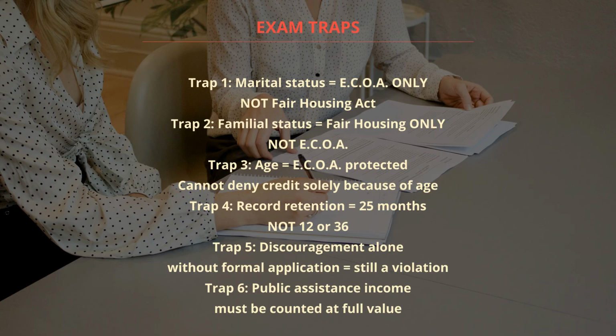ECOA exam traps. Trap 1. Marital status is ECOA only, not fair housing. Trap 2. Familial status is fair housing only, not ECOA. Trap 3. Age is ECOA protected. Cannot deny credit solely because of age. Trap 4. Record retention is 25 months, not 12 or 36. Trap 5. Discouragement alone without a formal application is still a violation. Trap 6. Public assistance income must be counted at full value, never discounted.